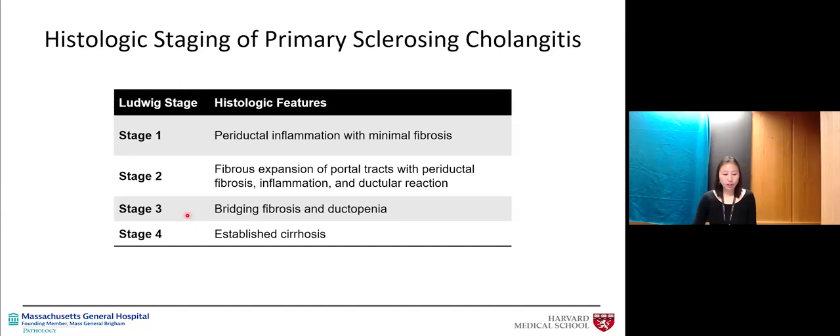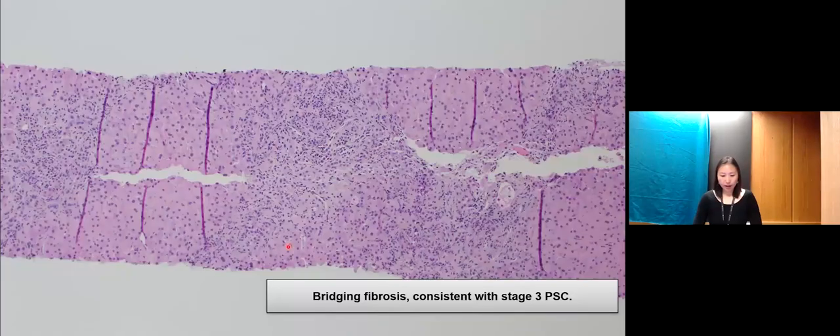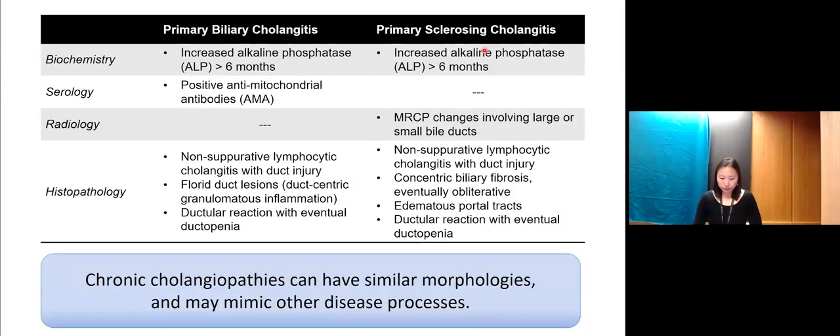Histologic staging of PSC is the Ludwig stage, which is very similar to the Scheuer stage. And really all I want to talk about is the stage 3 and stage 4, where we have bridging fibrosis and established cirrhosis. And this is an example of an advanced stage. Again, you can see this portal expansion and the beginnings of this bridging fibrosis with early nodularity, consistent with a more advanced stage of fibrosis. This is a chart just comparing some of the diagnostic features of PBC and PSC.